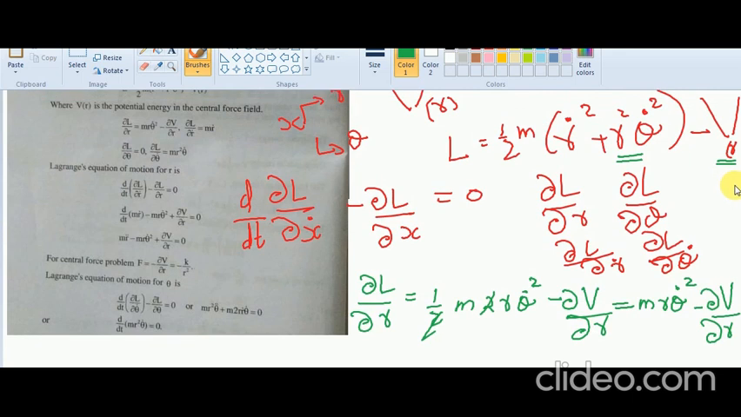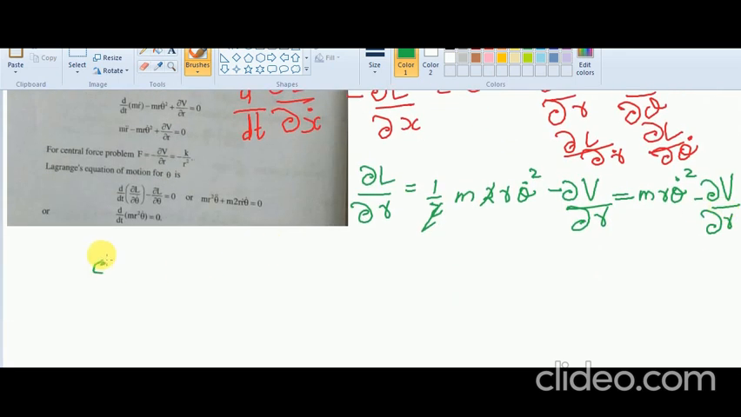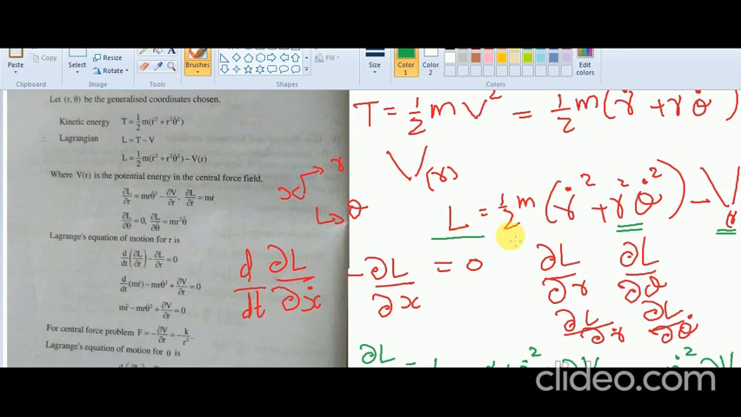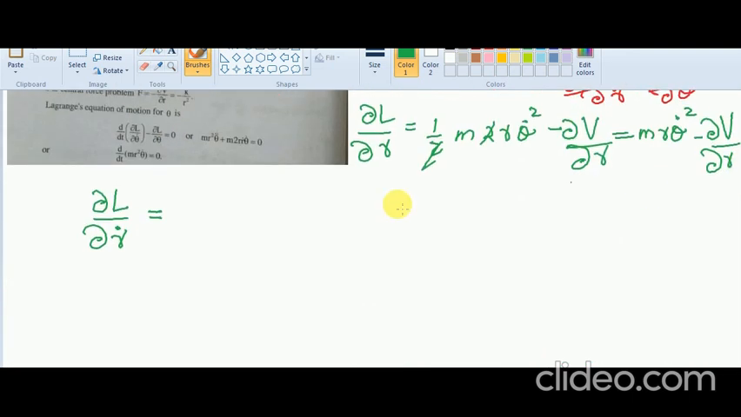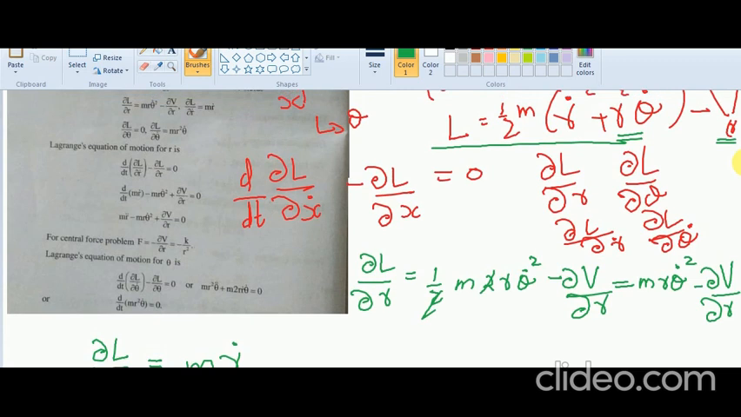Hence we got the expression for dou L by dou r. The same way, dou L by dou r dot. You have to differentiate with respect to r dot. In the expression for L, the first term includes r dot, the second term has only r, and the third term is also a function of r only. So differentiate only the first term. Half m times d by d r dot of r dot squared becomes 2 r dot, and the 2 and 2 cancel. So you will get m r dot. Dou L by dou r dot is equal to m r dot.